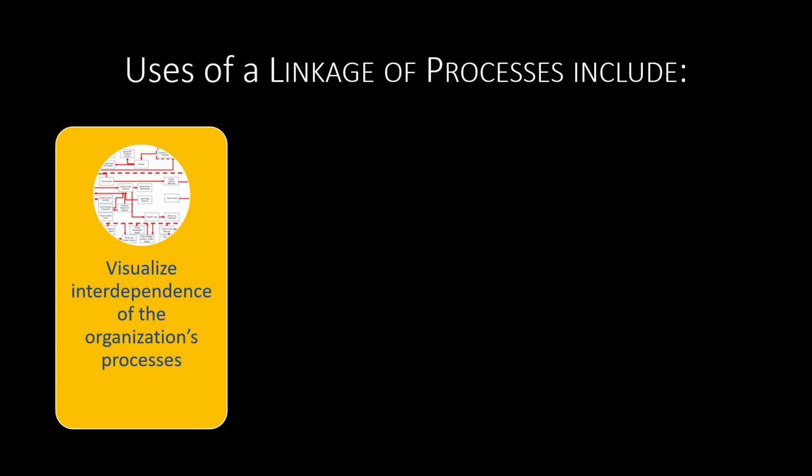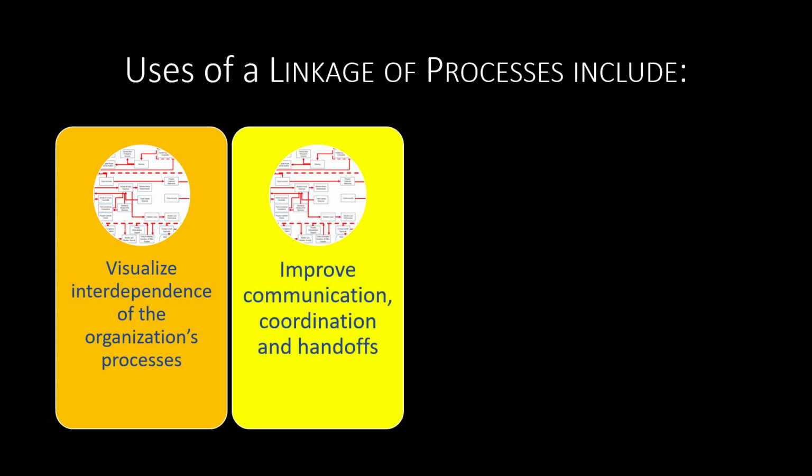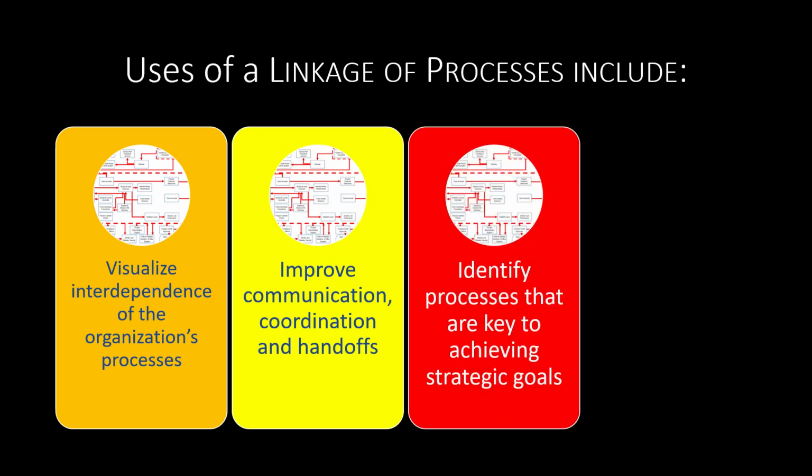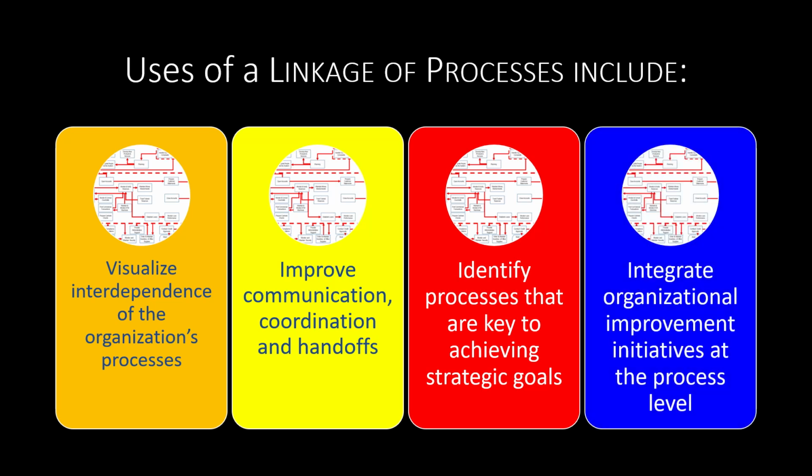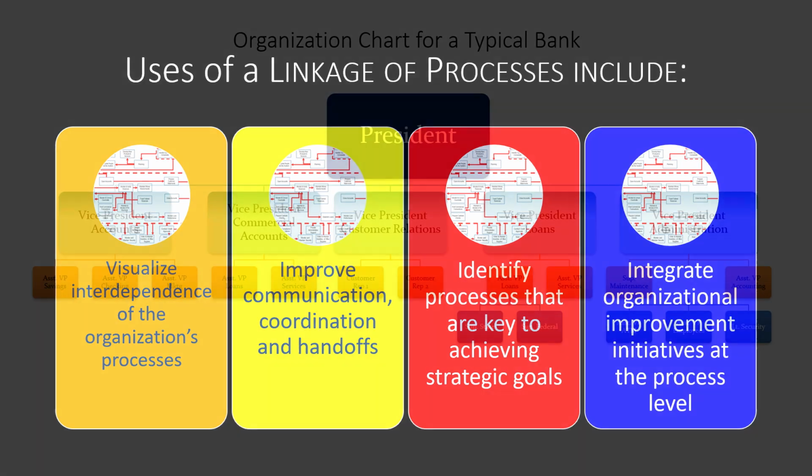There are several uses for a linkage of processes. Key ones include visualizing the interdependence of the organization's processes, improving communication, coordination, and handoffs, identifying processes that are key to achieving strategic goals, and integrating organizational improvement initiatives at the process level.